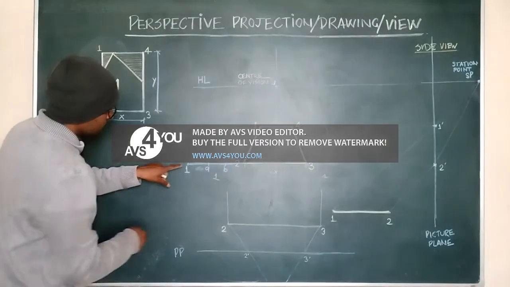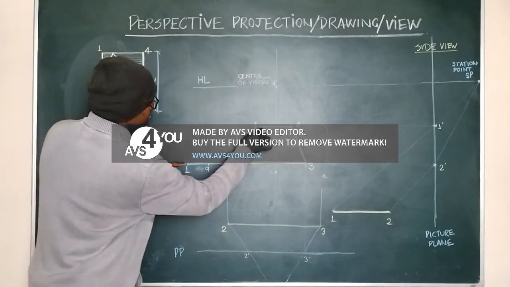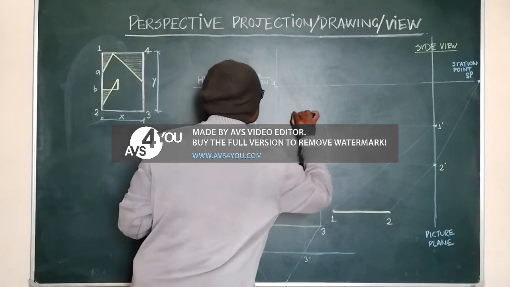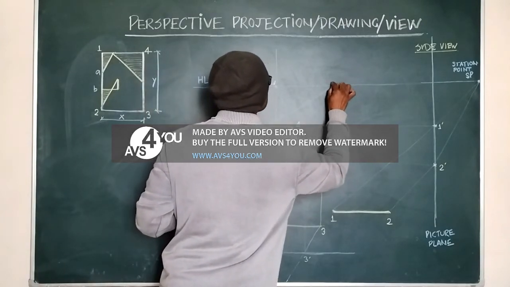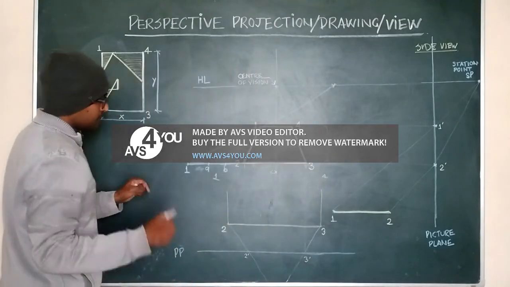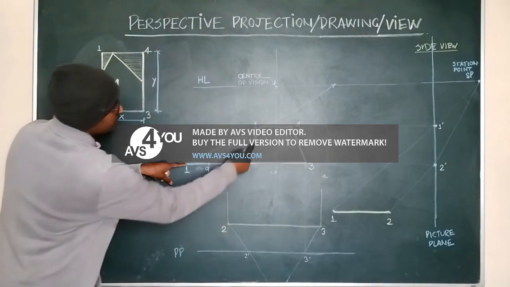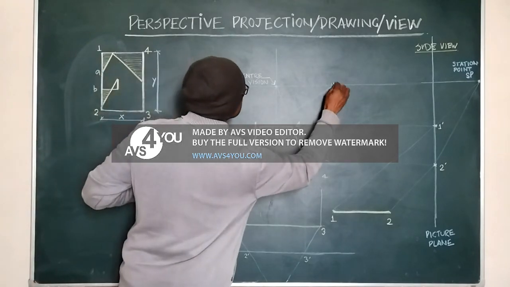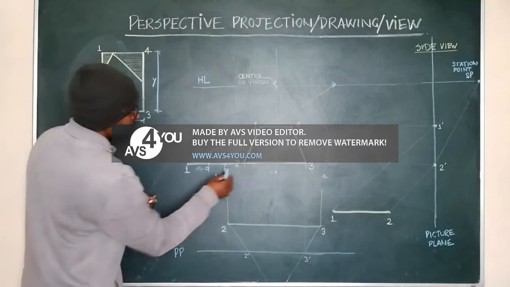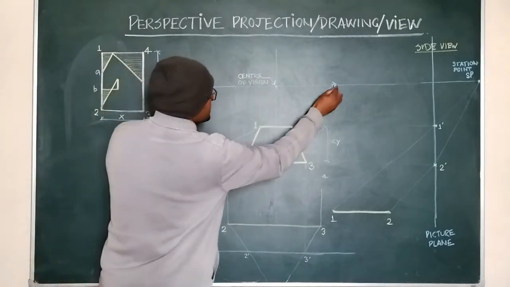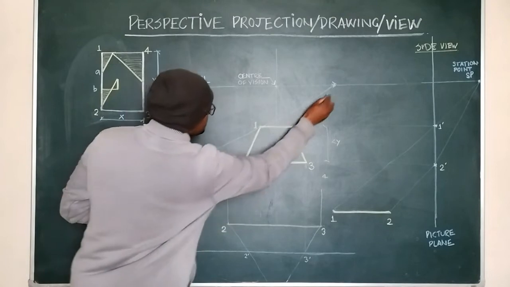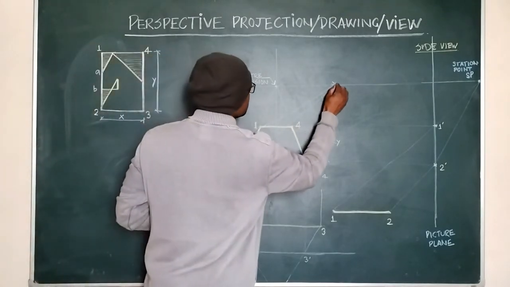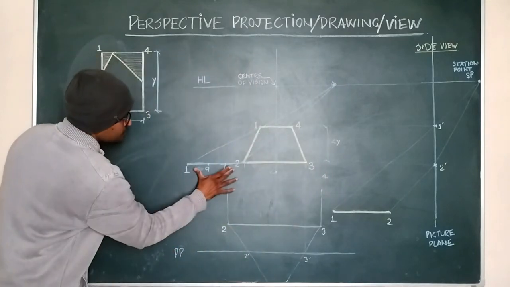Now what we can do, from point number 1 and this point number 1, I can join these lines and extend it, and it will cut the horizon line somewhere here. Let's see again, from point number 1 and point number 1, I can join these lines and extend it towards the horizon line. From point number 2 and here, I can draw the line like this. So this will be the vanishing point for this true length.